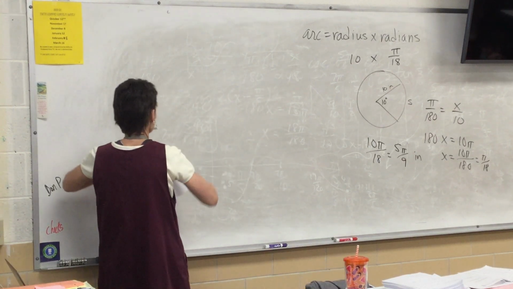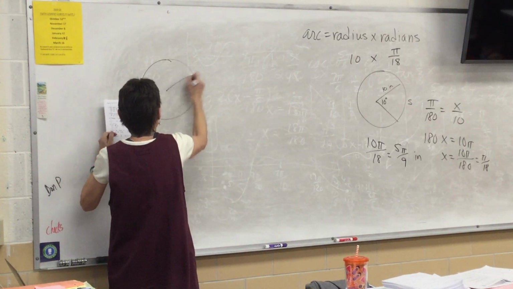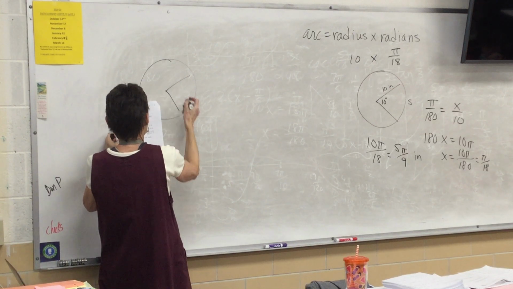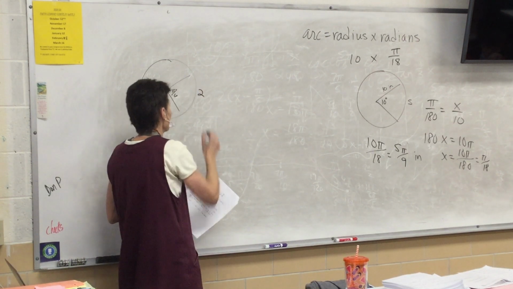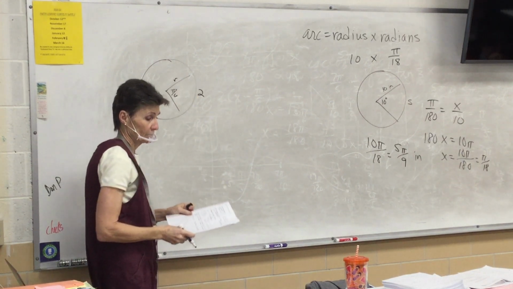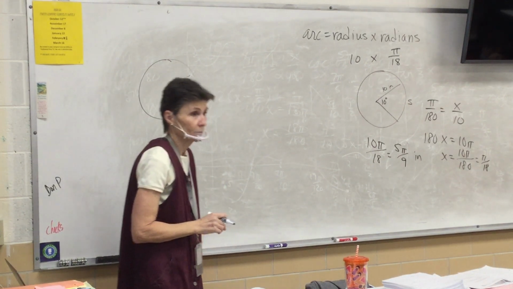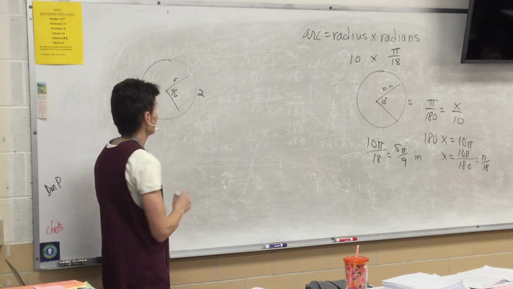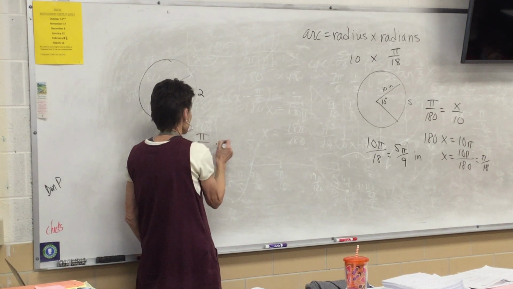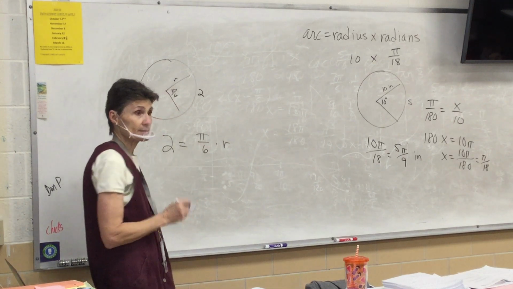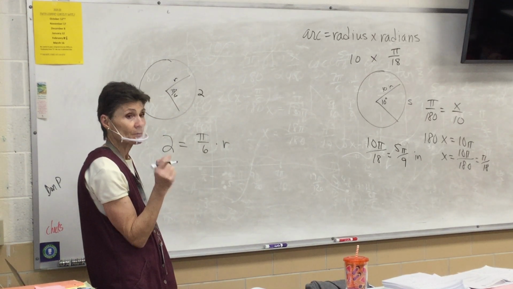Now, same picture, but this time, the angle's pi over 6, and the arc length is 2, and you have to find the radius. 2 equals pi over 6 times r. Does that make sense to you?